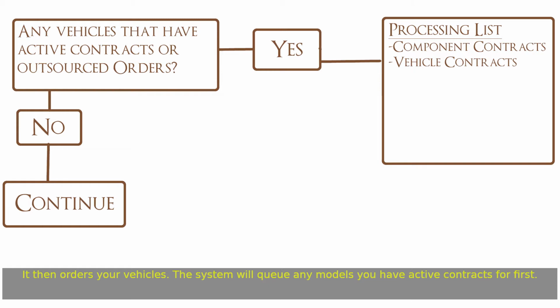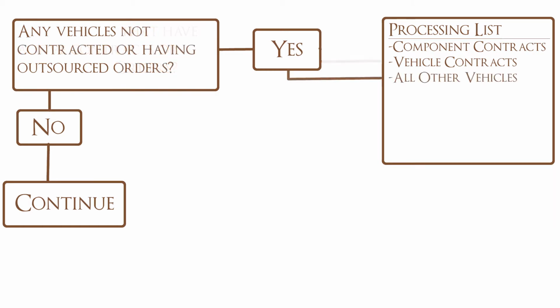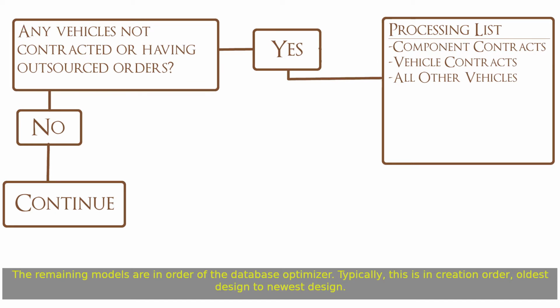The system will queue any models you have active contracts for first. The remaining models are in order of the database optimizer. Typically, this is in creation order, oldest design to newest design.